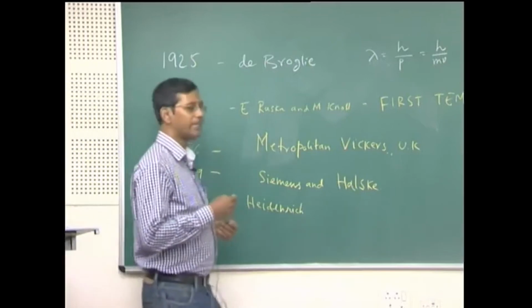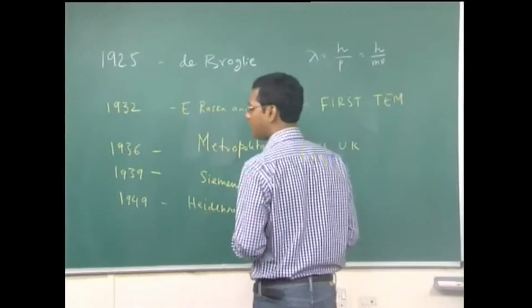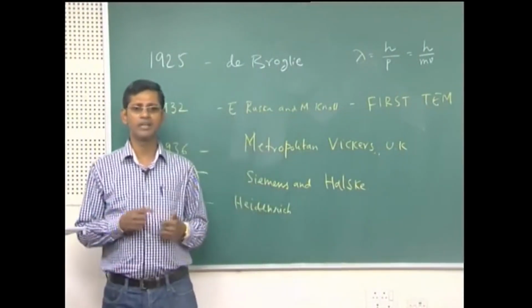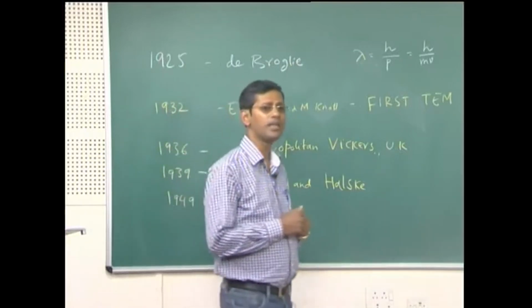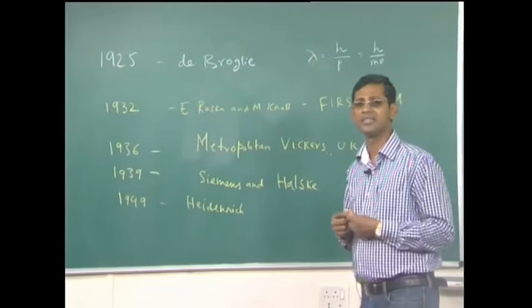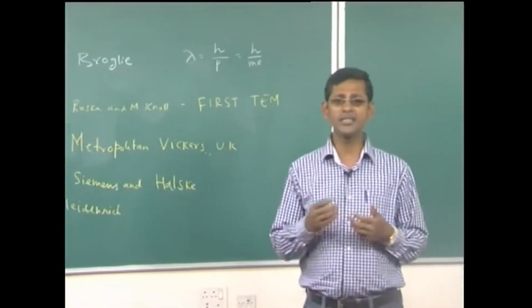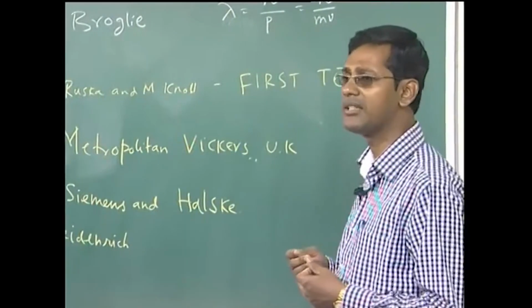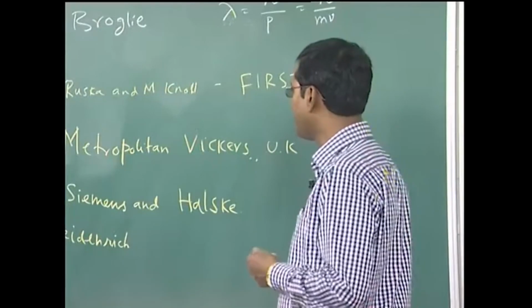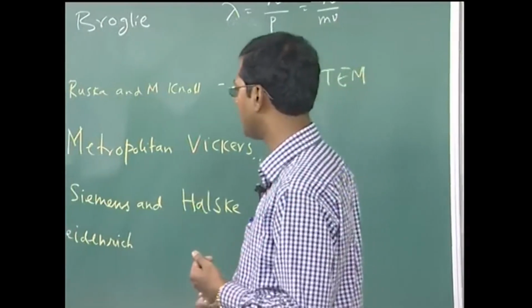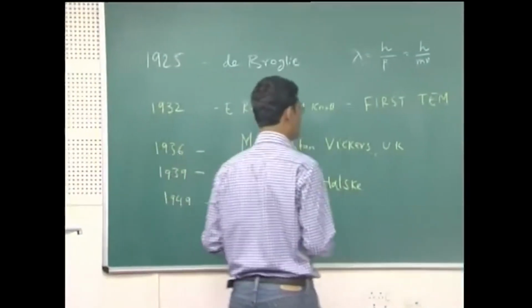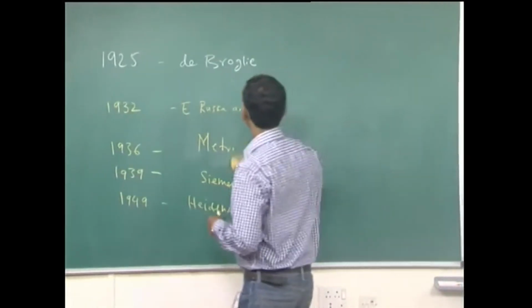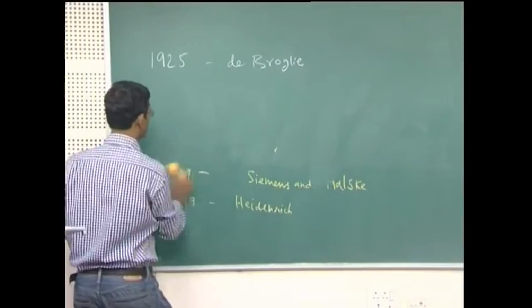But subsequently, many other companies, not only Siemens and Halske, but companies like JEOL, Hitachi, even Philips, started manufacturing transmission electron microscopes, and from the 1950s onwards, TEM was extensively used to image many samples, either metallic or ceramic in nature. The major groups which started working on this research were one in the University of Cambridge, and later in the United States of America.